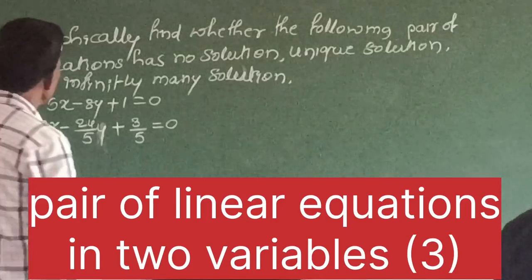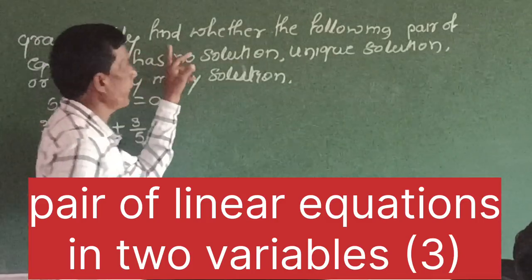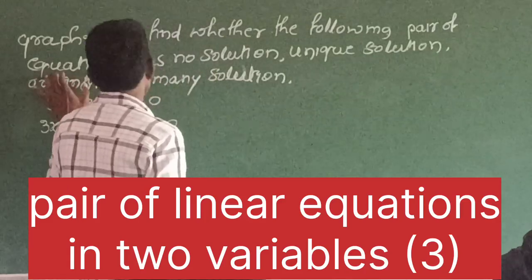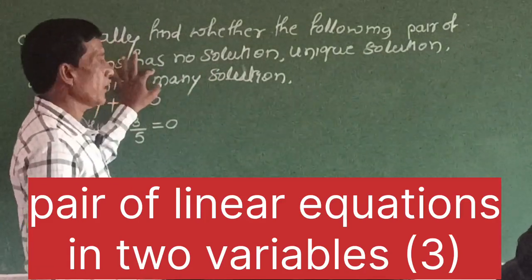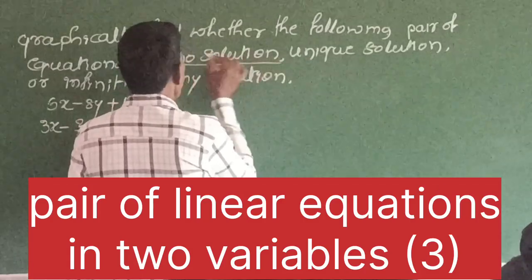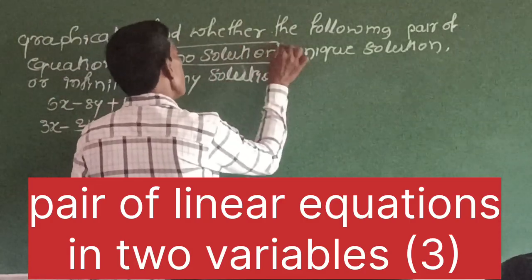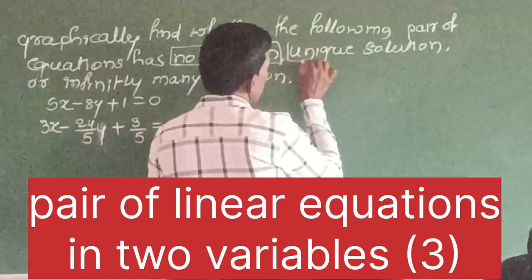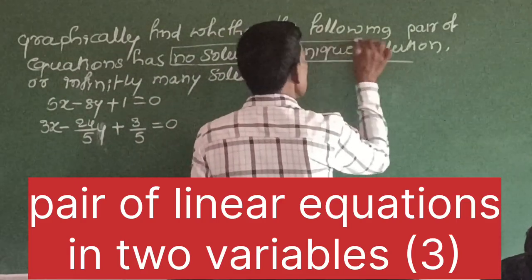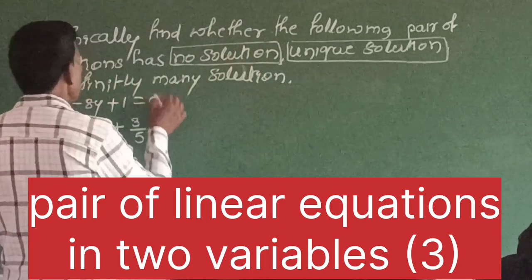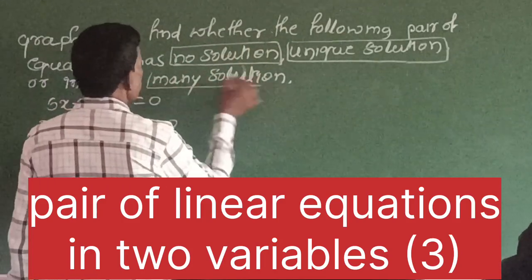Example number two. Graphically find whether the following pair of equations has no solution. First, one question: no solution. Second: unique solution. Third: many solutions.